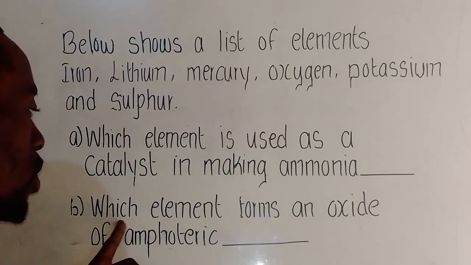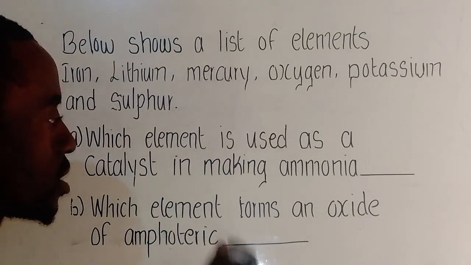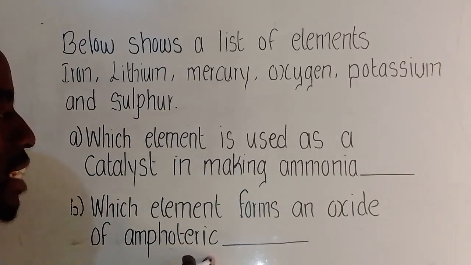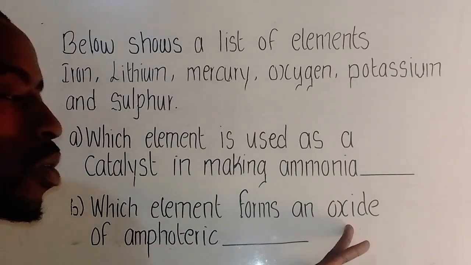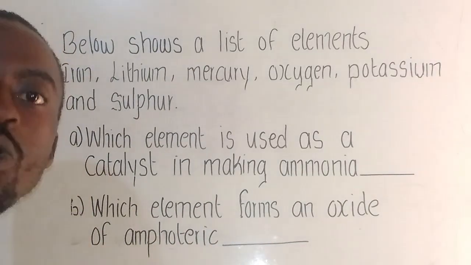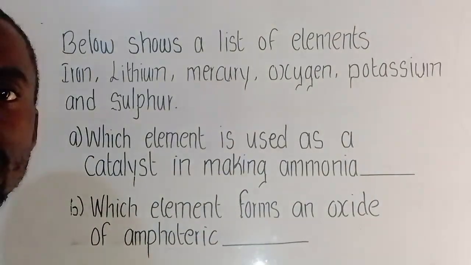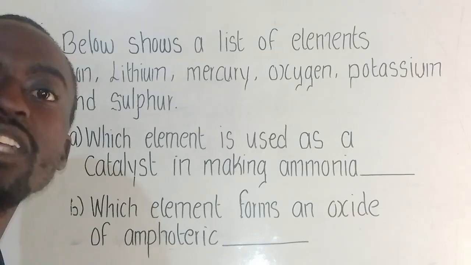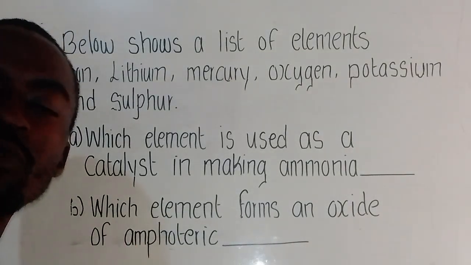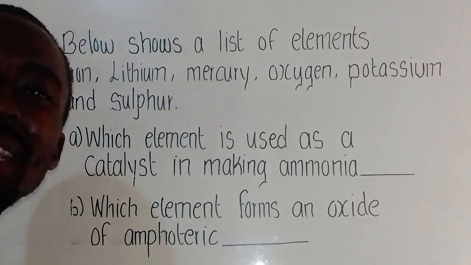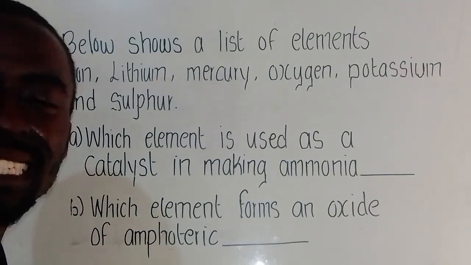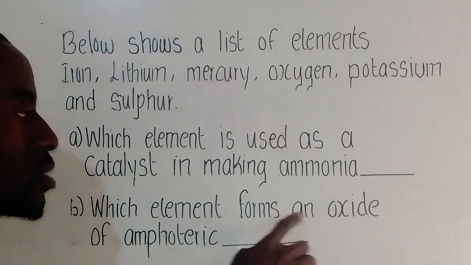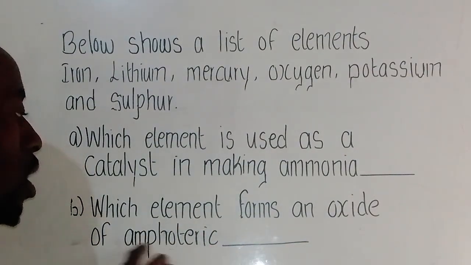Number 2, which element forms an oxide of amphoteric? Okay, an oxide is just a combination of oxygen with another element. We have different types of oxides: we have neutral oxide, amphoteric oxide, basic oxide, and acidic oxide. But the question here is saying which element forms an oxide of amphoteric?